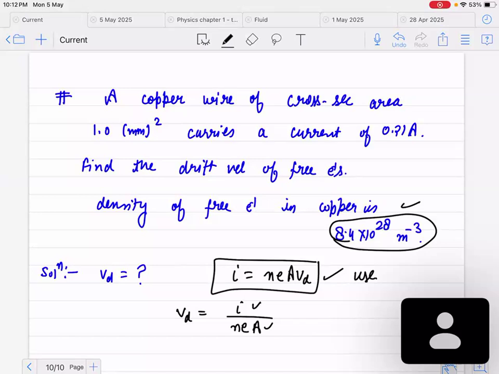Now it is very clear, because I and area are given, that's why we are using vd. But in some situations, it can be confusing whether we should use the A tau formula or nAvd.